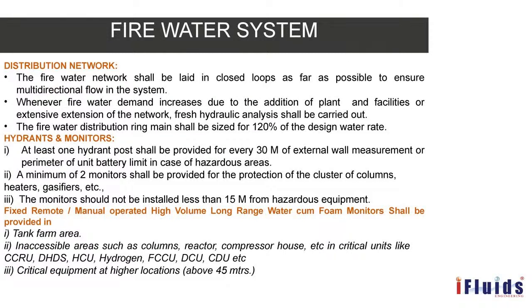With respect to the distribution network, the point which is keenly captured is that the firewater distribution ring should be sized for 120 percentage of the design water rate. So this is the most important point. And the firewater network should be designed in such a way that it is in closed loop as far as possible to ensure multi-directional flow in the system. So this is one of the points.